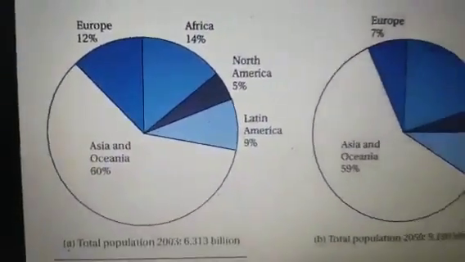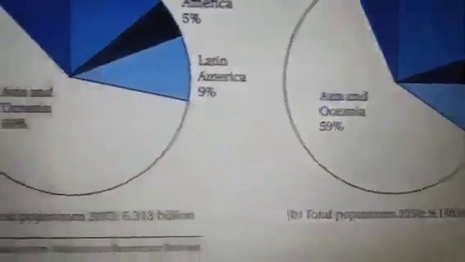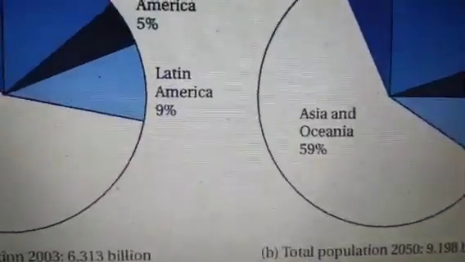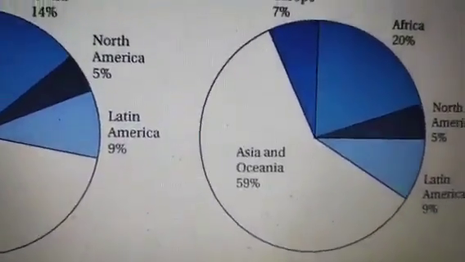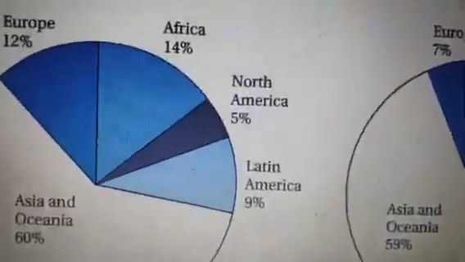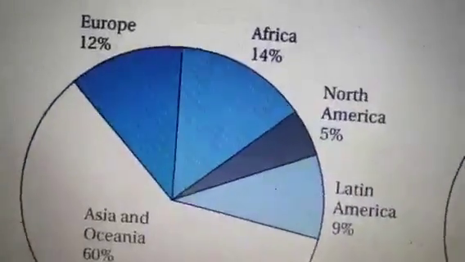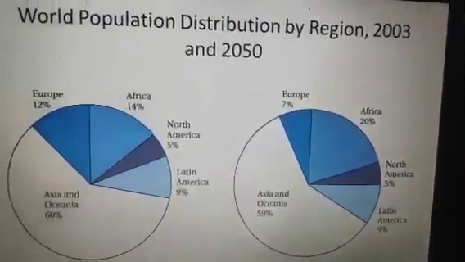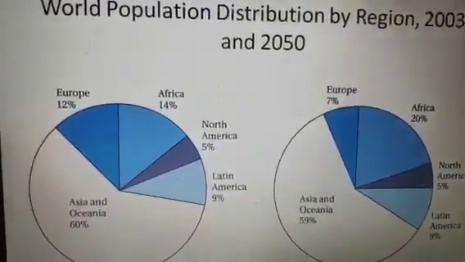But when we project to 2050, there is a little decline in Asia only, from 60 to 59%. That means in the near future, Asia and Oceania's population will decrease, but in a very slow manner. But the most important thing is that Africa's population will increase from 14 to 20%, and Europe will drastically change, decreasing from 12% to 7%.